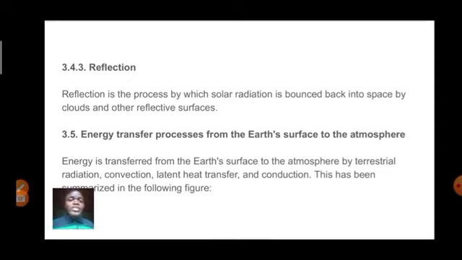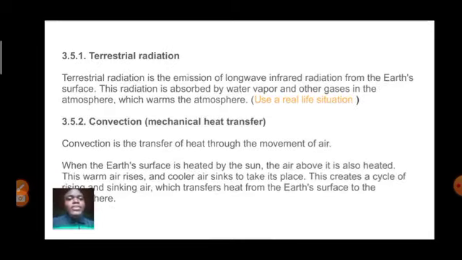Let's look at now the energy transfer processes from the Earth's surface to the atmosphere. We have heard that solar radiation leaves the sun and goes through the atmosphere onto the surface. Now, how does the energy that reaches the Earth's surface finally find itself back in the atmosphere? We are told here that energy is transferred from the Earth's surface to the atmosphere by terrestrial radiation, convection, latent heat transfer, and conduction.